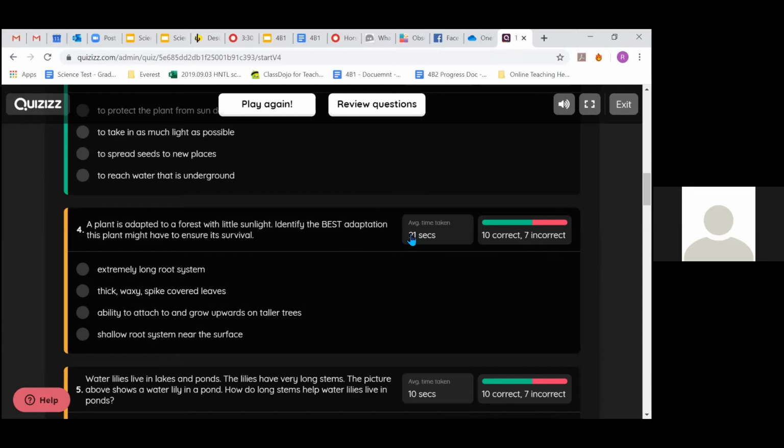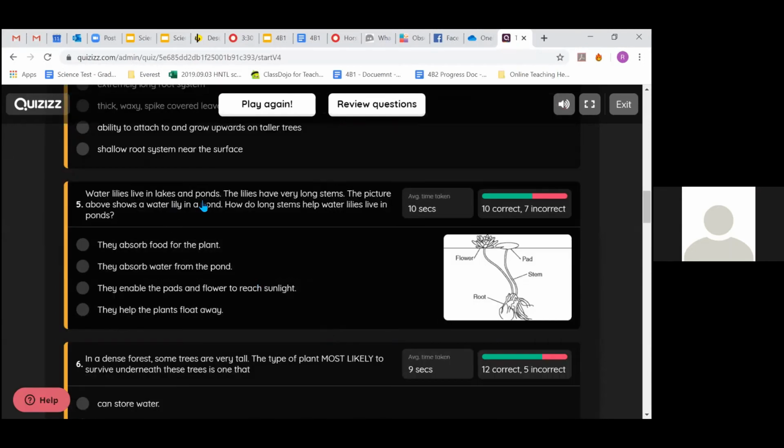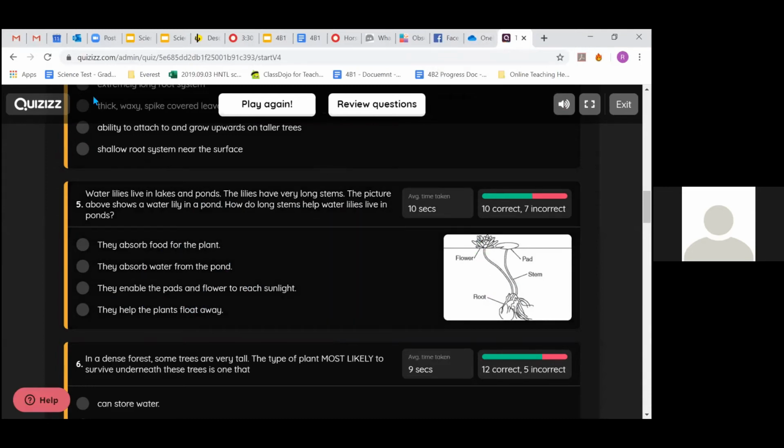Okay. What else? This one. Water lilies live in lakes and ponds. The lilies have very long stems. The picture above shows a water lily in a pond. How do stems help water lilies live in ponds? They absorb through the fur of the plant. Well, no, we make that in the leaves. They absorb water from the pond. Well, a little bit, but that's the roots. They enable the plants and flower to reach sunlight. Well, yeah, look how long that stem is. So yes, the correct answer there would definitely be the longer stems.